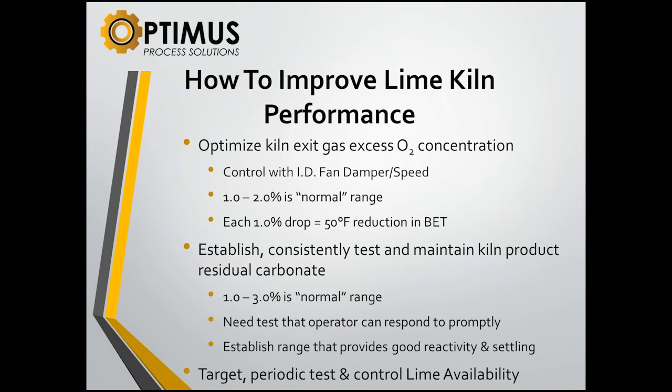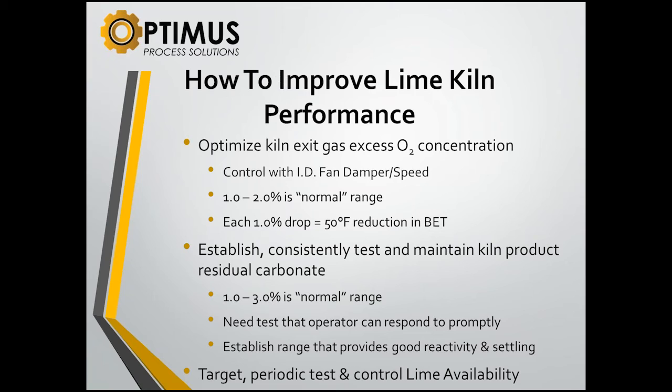So looking overall at some things to improve lime kiln performance, optimizing kiln excess oxygen concentration is important. It is controlled with the ID fan speed or damper or a combination of both. Excess oxygen concentration is not controlled with primary air. Primary air is mainly for the initial combustion and flame shaping. It should not be used as an oxygen control. 1 to 2% excess oxygen is normal. Each 1% drop typically represents 50 degrees reduction in back-end temperature.